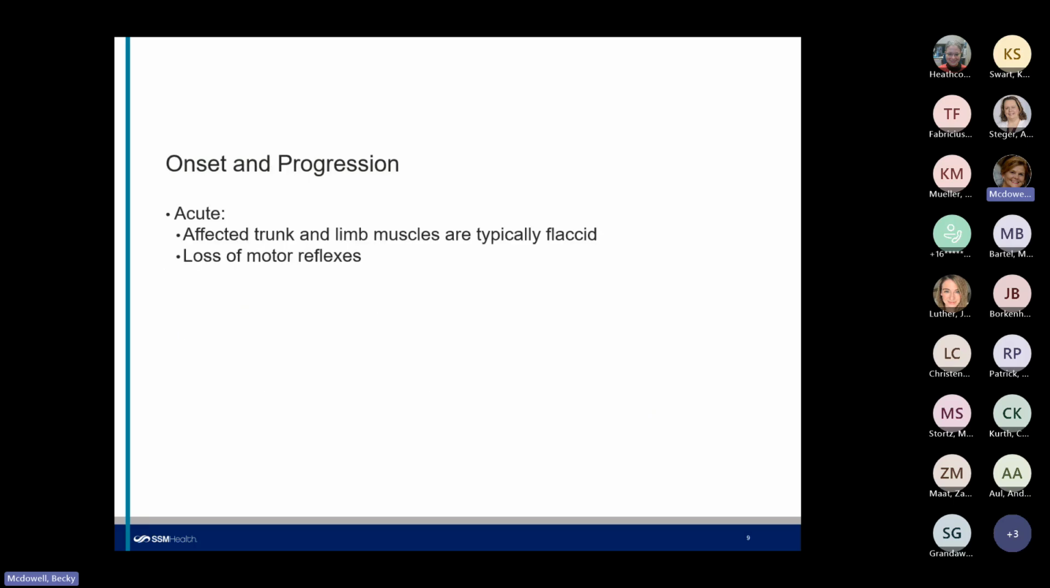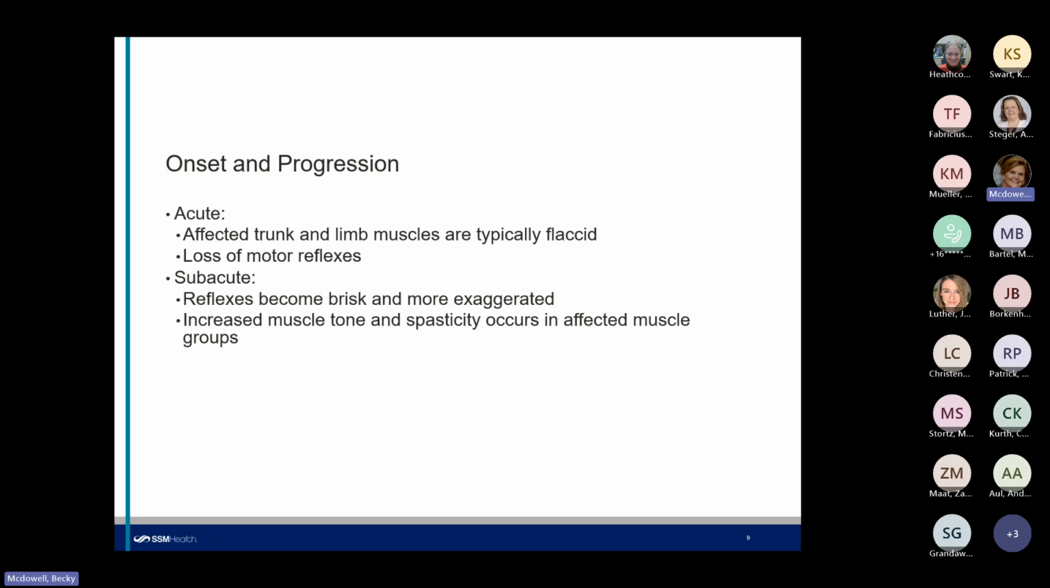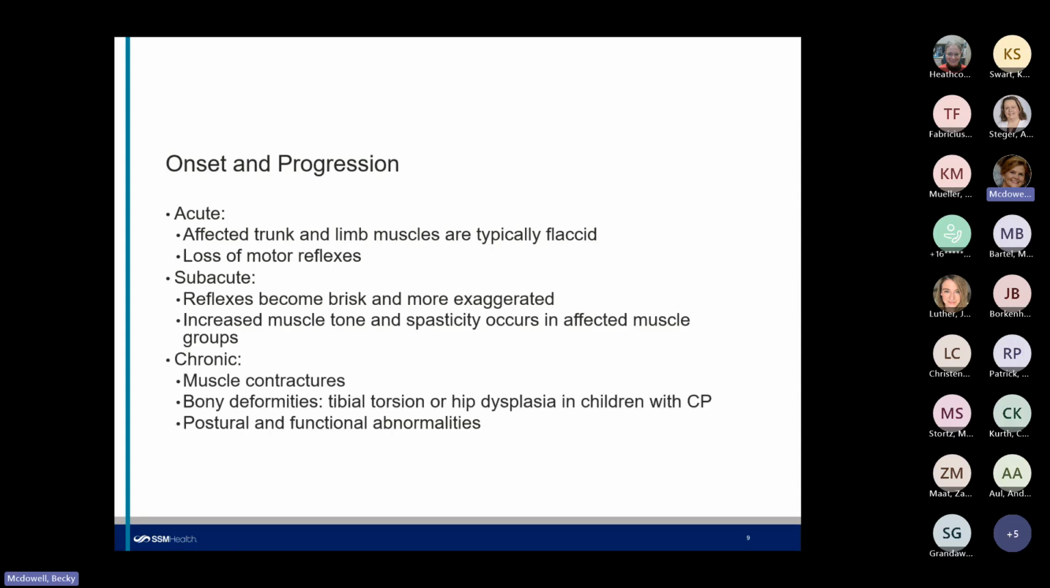So when you have spasticity, acutely, what we see with somebody who develops spasticity is the affected trunk and limb muscles are usually flaccid, meaning no strength, and we have loss of reflexes. Subacutely, which occurs anywhere between 1 and 4 weeks usually, and sometimes longer, we see the reflexes come back and they become brisk and more exaggerated. We see increased muscle tone and spasticity occurs in the affected muscle groups. And then chronically with spasticity, we see muscle contractures, meaning loss of range of motion, bony deformities such as tibial torsion or hip dysplasia in children with CP, or postural and functional abnormalities.